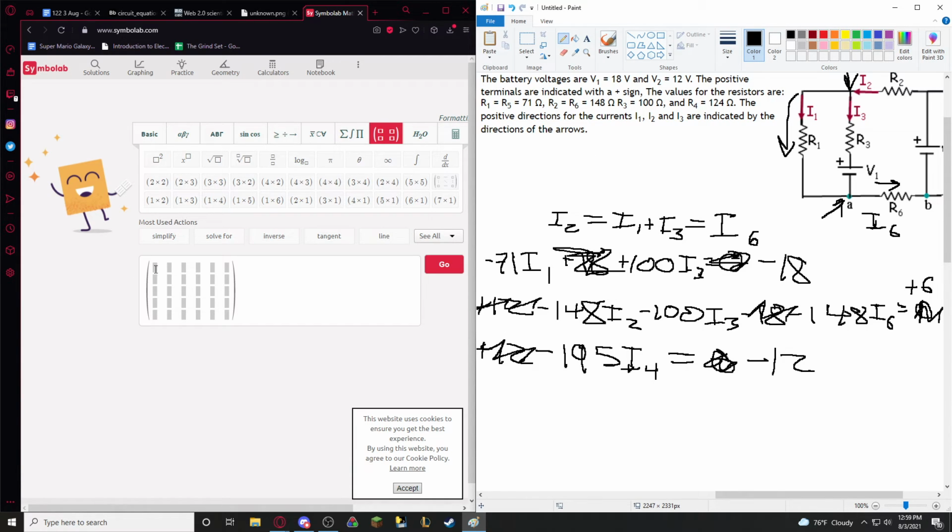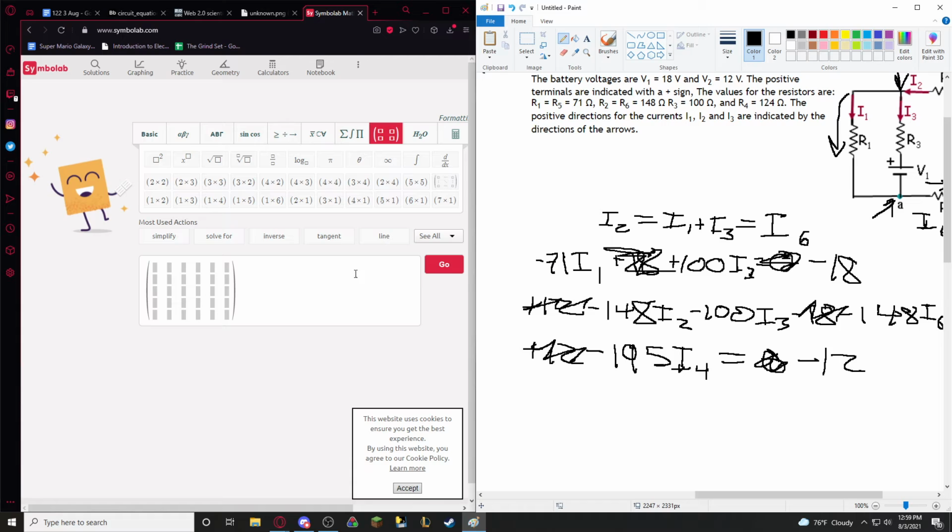And so for each of these columns, we essentially write down all the values. So for example, for this equation here, we have minus 71 I1. We have no I2s, so we'll write that as 0. We have plus 100 I3. We have no I4s. We have no I6s, and it's negative 18 at the end. Oh, on the other side. And then we'll do the same thing for these other ones.